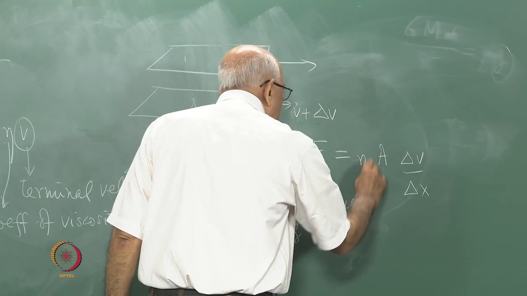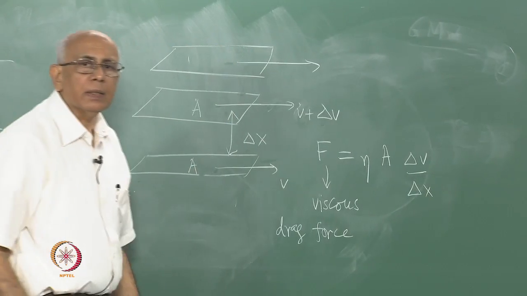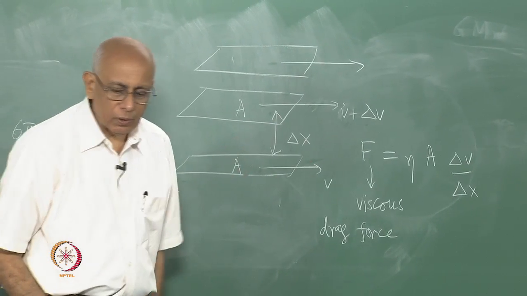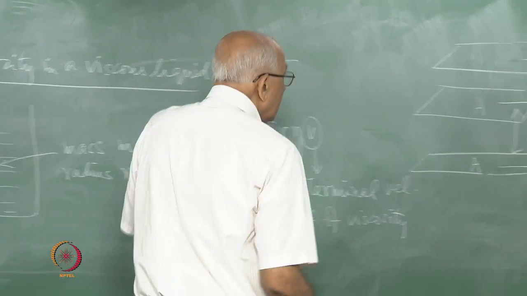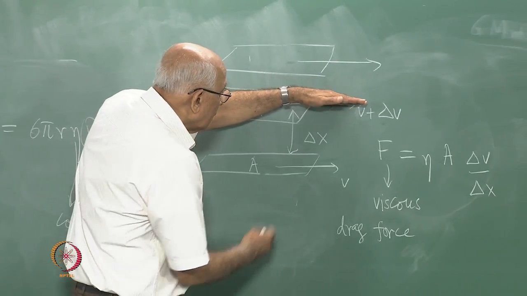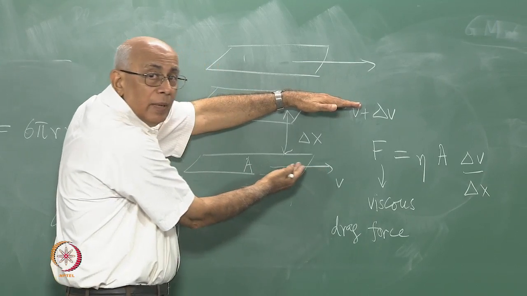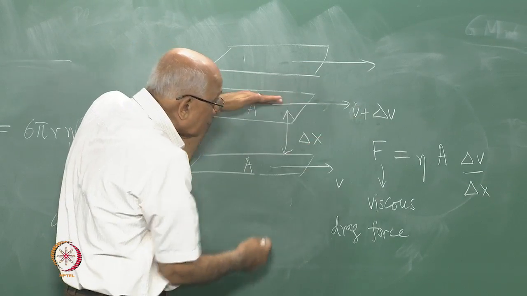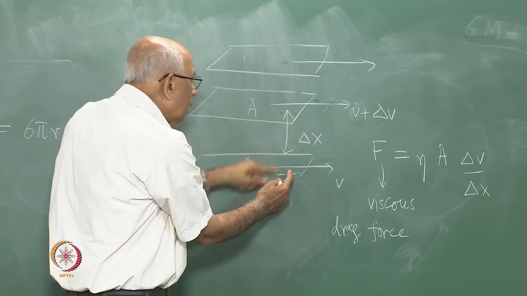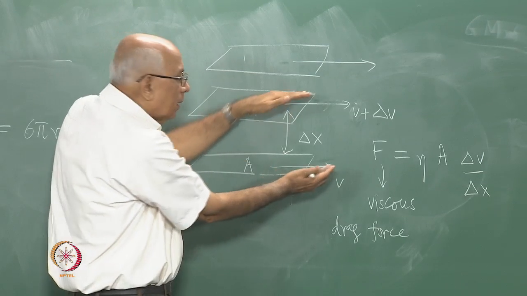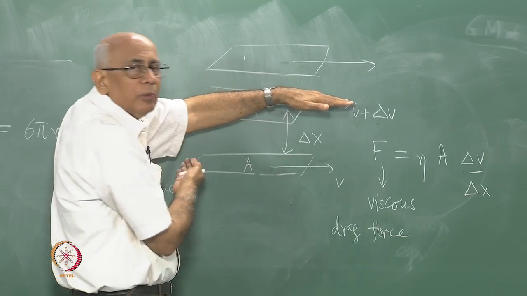And the constant of proportionality is denoted by eta, which is the coefficient of viscosity of the fluid by definition. So, what is happening is that this faster layer is pulling this bottom layer in this direction. So, it exerts a force in this direction on this layer. This slower layer is slowing down the faster layer and is exerting a force in the opposite direction.